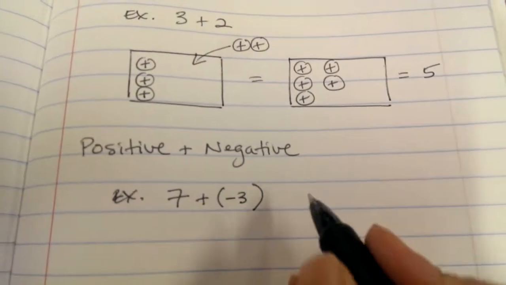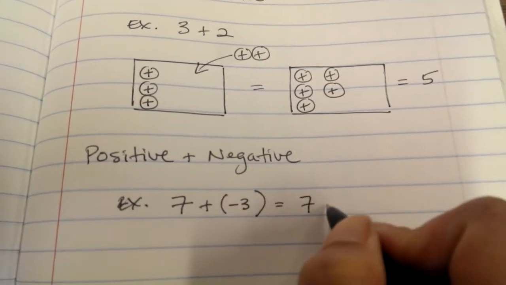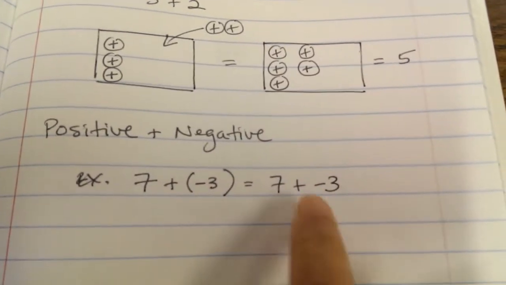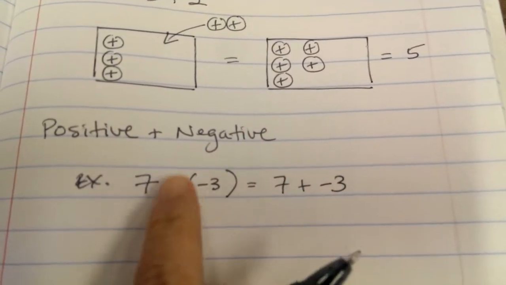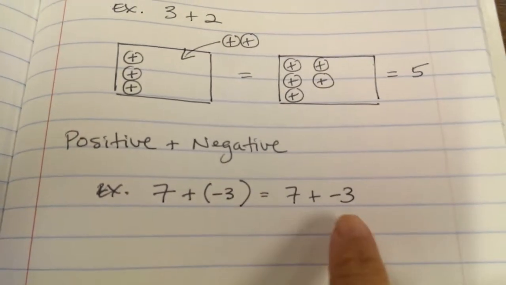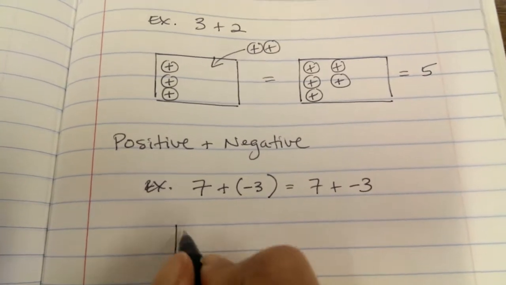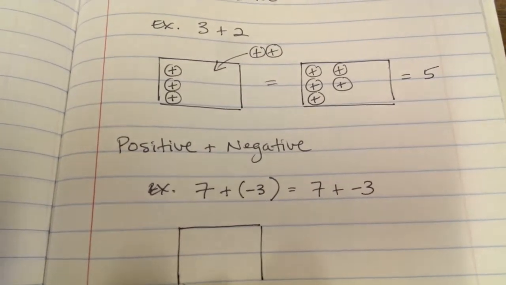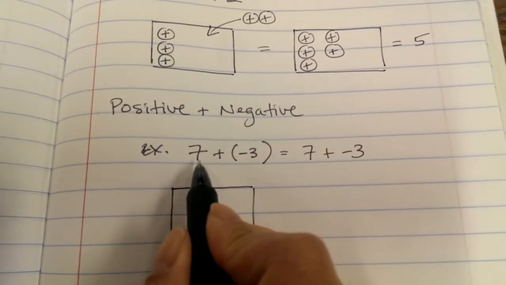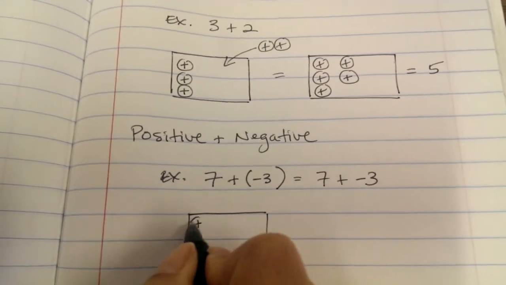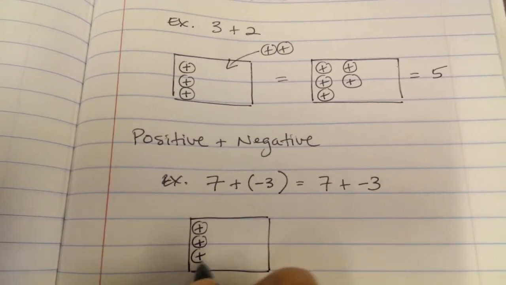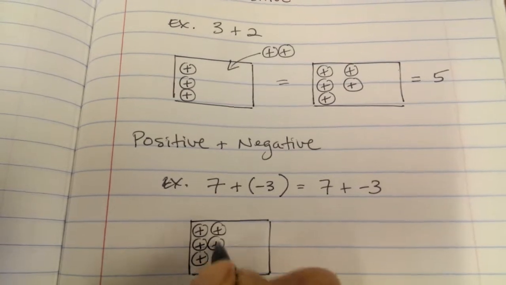If you don't like writing the parentheses, some people write it without the parentheses like that. I just don't like the 2 signs so close, so I like to separate it. Okay, but you can write it this way if you like. Now, to model this, my box starts off with 7 positives. So you put 7 positives in your box.